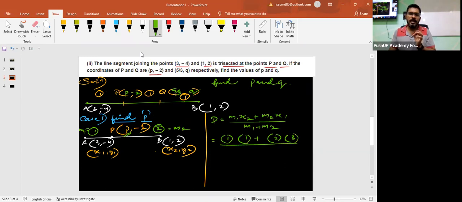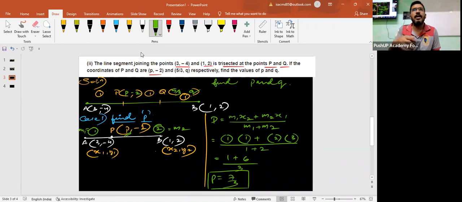Whole divided by m1 plus m2, which is 1 plus 2. Let's solve it. 1 into 1 is 1, plus 2 into 3 is 6, divided by 1 plus 2 is 3. So you get 7 by 3. So the value of P is 7 by 3. No need to convert the 7 by 3 into a decimal value or a mixed fraction. Just leave it in the improper fraction form.